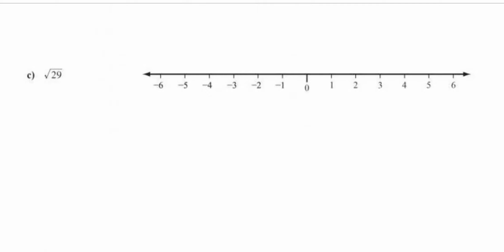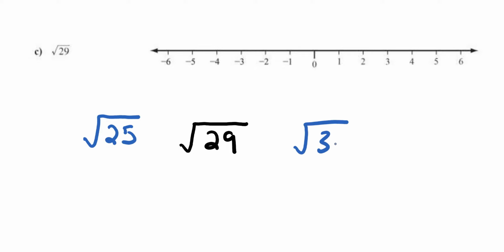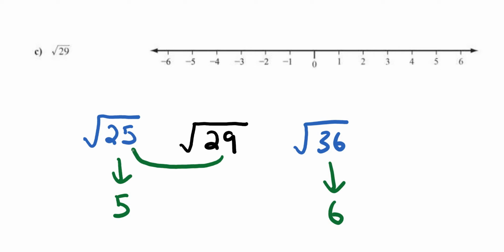Okay, let's move on to the next one, the square root of 29. Okay, so the square root of 29, I have no idea what that is, but we're going to force that into two other square roots where we do know the answers. So I know the square root of 25 and I know the square root of 36. The square root of 25 is going to be 5, and the square root of 36 is going to be 6. That means the square root of 29 is between 5 and 6. So since 29 is much closer to 25 than it is to 36, it should be closer to like, I don't know, maybe 5.3 again.